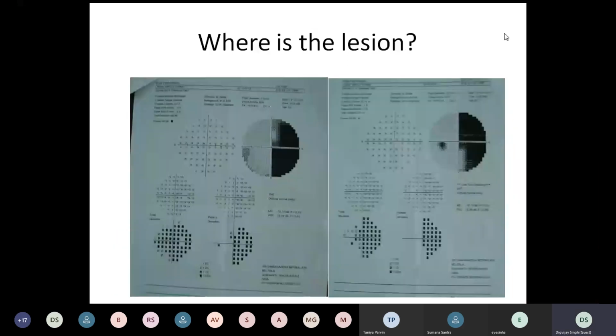Okay, let's move on to the next question. Where do you think is the lesion on this? Think about this while I describe these fields for you. So here we are seeing a Humphrey visual field of both the eyes. The right eye has been kept on your left here, the left eye has been kept on your right here, and that's been done to help you see which direction the field effect is.